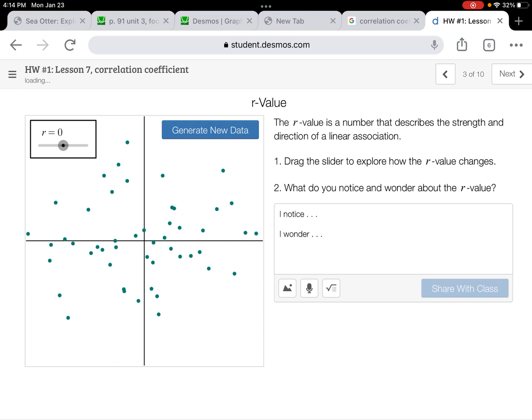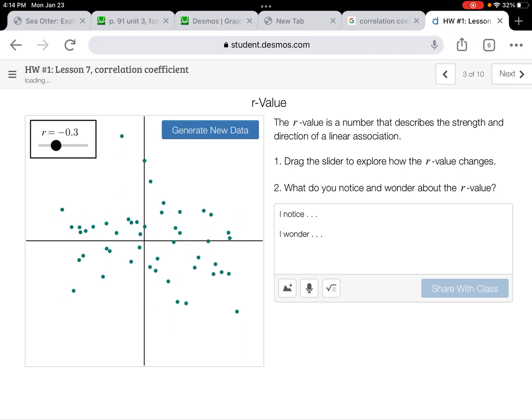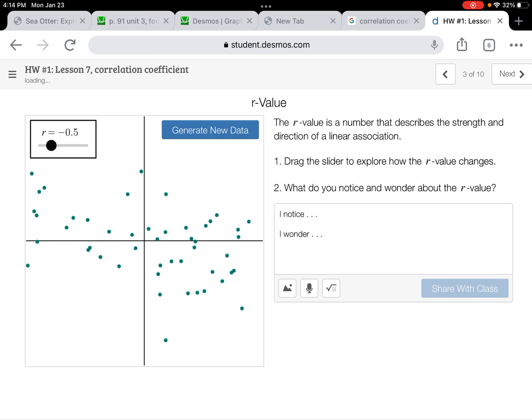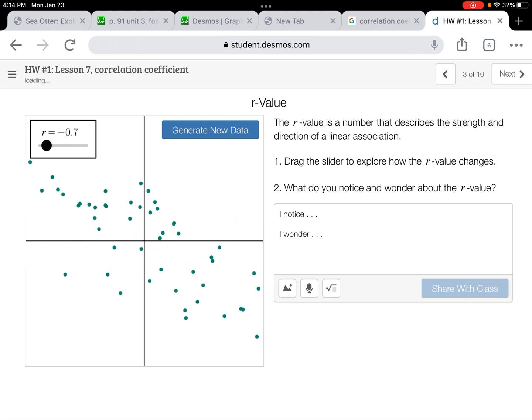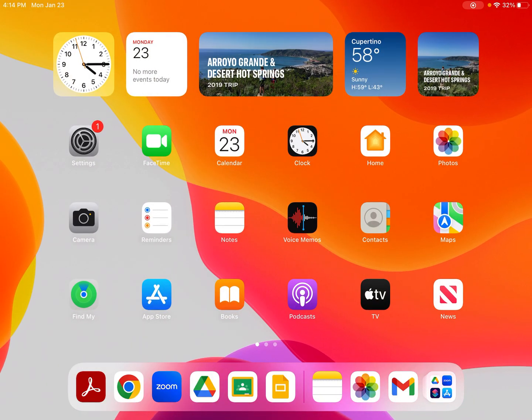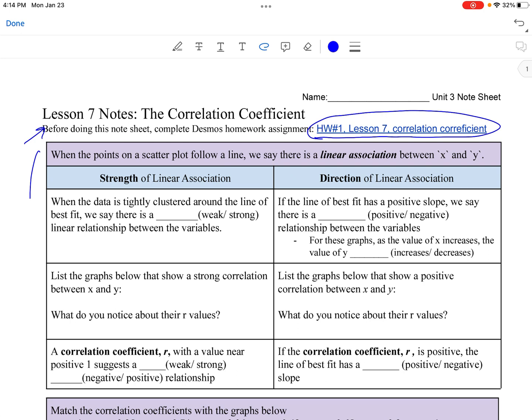there's no obvious line of best fit pattern, right? Like if we did a line, I guess it'd probably be a horizontal line, I suppose. That would be interesting to look at. So they don't seem to be related or correlated at all, the x and the y values. Whereas now as we get more negative, closer to -1, notice they're starting to cluster closer and closer to an actual line all along the line. So you'll write for that homework assignment, or you already did, what you noticed and wondered. So back to now we can fill in our note sheet.